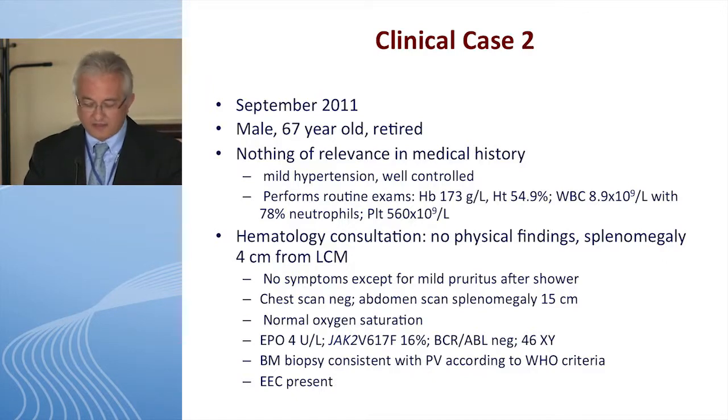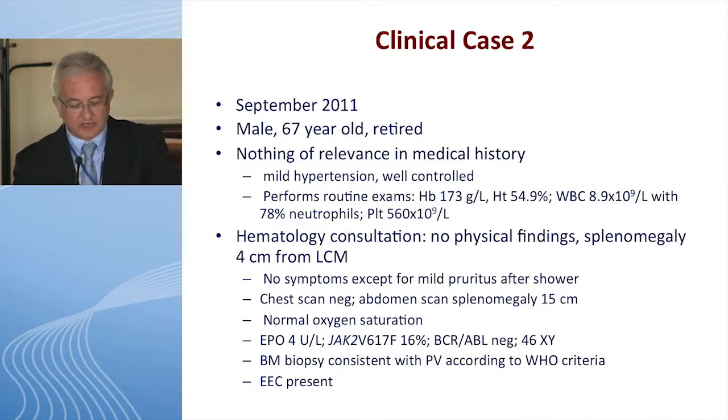Mild splenomegaly was found at the physical examination, 4 centimeters from the left costal margin. There were no symptoms, but when asked, he said yes about pruritus, especially after a shower. The abdomen scan confirmed a mild splenomegaly. The EPO was low. The JAK2 mutation was positive, and the bone marrow biopsy was consistent with polycythemia vera. However, in this case, we could not make the diagnosis according to the WHO criteria because his baseline level of hemoglobin was not 18.5, but 17.3.